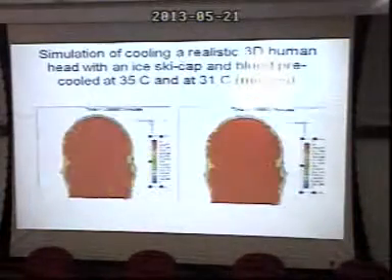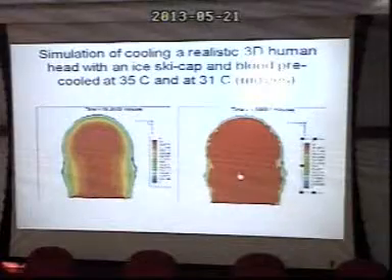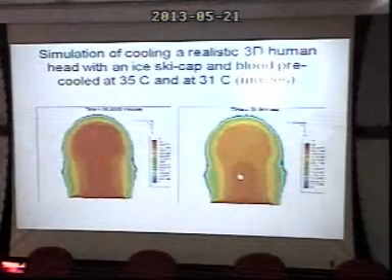Okay. Of course, here's just another one. Pre-cooled 35 centigrade is pre-cooled to 31 centigrade. Cools perfectly well, right?